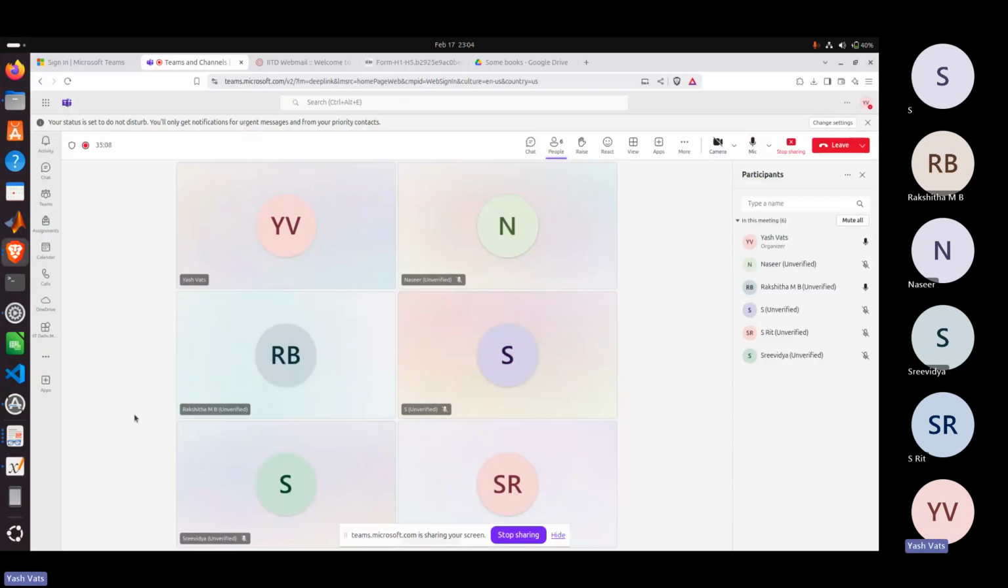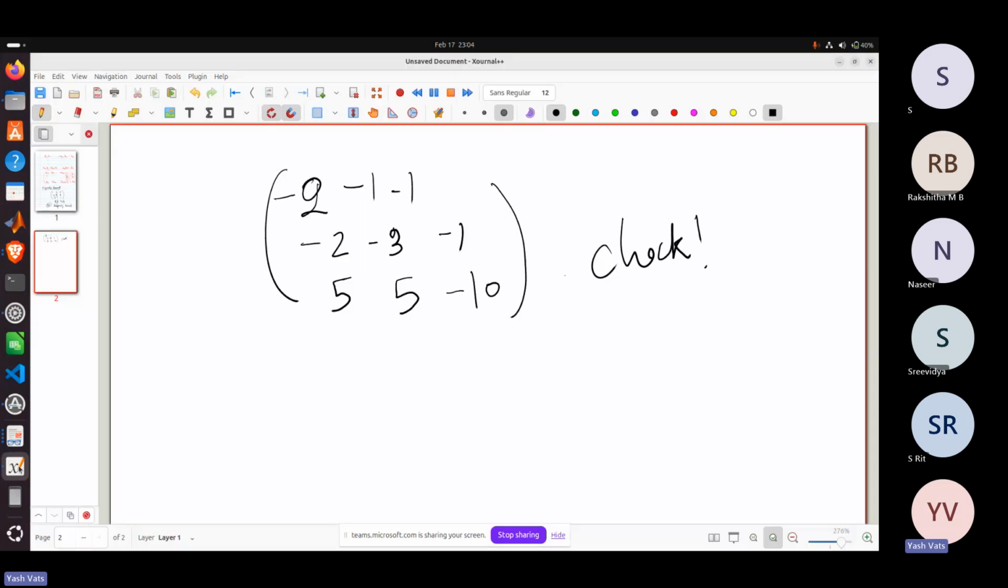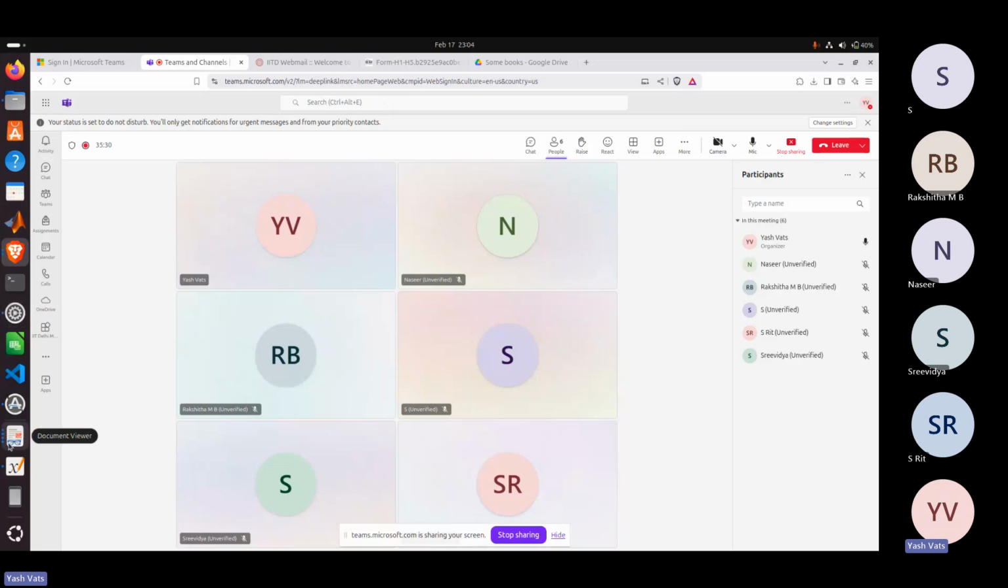Yes, everyone, have you tried it? Is it diagonally dominant? Yes. Why is that? Because the modulus of minus 2 is 2, which is greater than or equal to 1 plus the modulus of minus 1. So it is diagonally dominant. This is very easy.